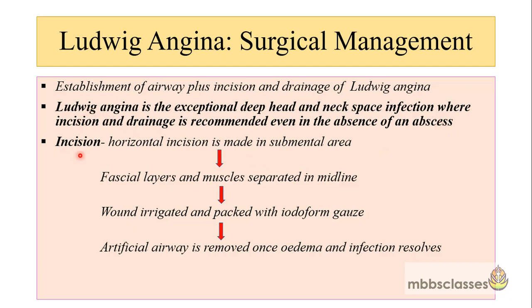So a horizontal incision is made in the submental area. The fascial layers and the muscles are separated in the midline. The wound is irrigated and it is packed with iodoform gauze. And once the edema and the infection resolves, then if there is any tracheostomy, it can be closed later on.